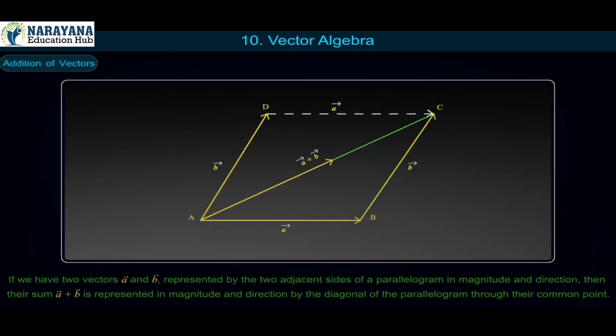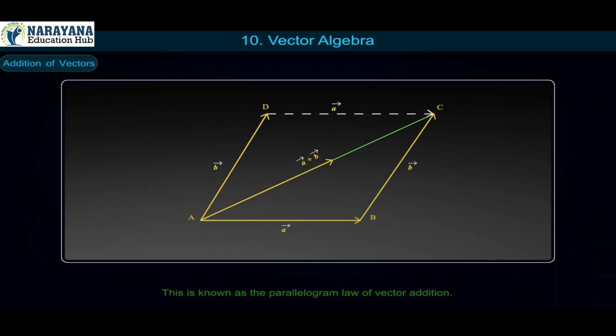If we have two vectors, vector A and vector B, represented by the two adjacent sides of a parallelogram in magnitude and direction, then their sum, vector A plus vector B, is represented in magnitude and direction by the diagonal of the parallelogram through their common point. This is known as the parallelogram law of vector addition.